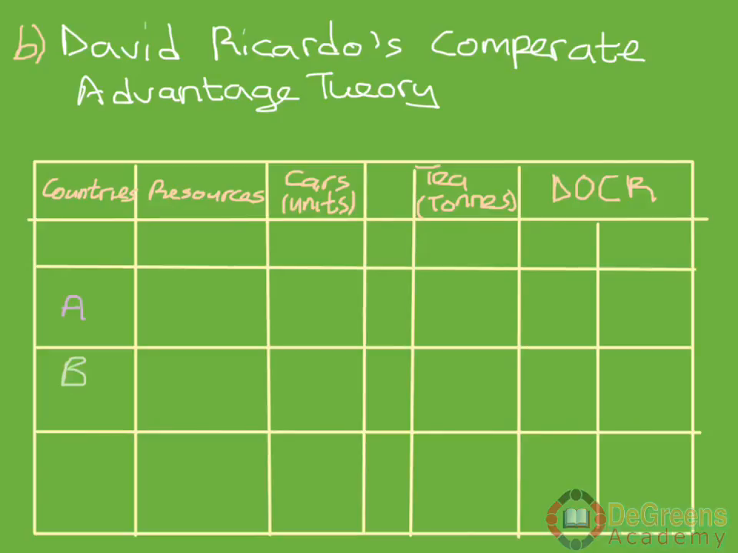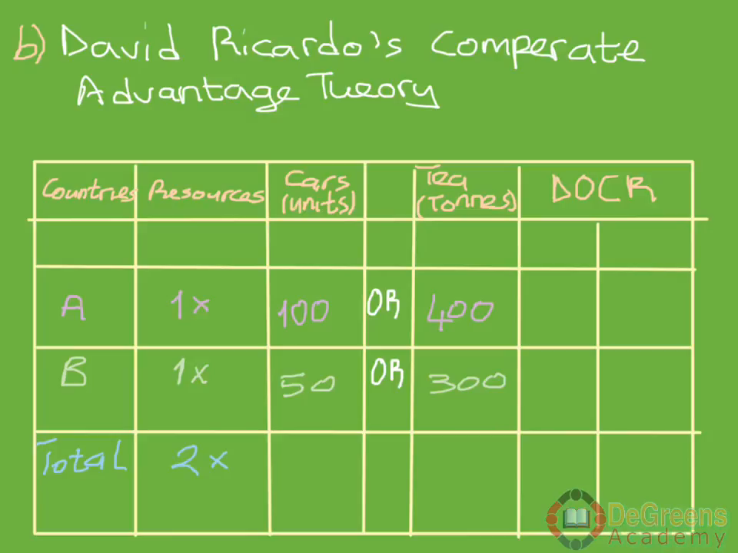So we're looking at country A and country B given one resource, as we saw in the first case, assuming country A can produce 100 units of cars given one resource, or produce 400 tons of tea, and country B given one resource can produce 50 units of cars or 300 units of tea. We are trying now to look at the total. We see the total resources 2x, the total amount of cars produced 150 or 700. We look now at the domestic opportunity cost ratio. Here we are looking at it with respect to cars and tea because we are looking at the comparative advantage. So it is looking at the opportunity cost.